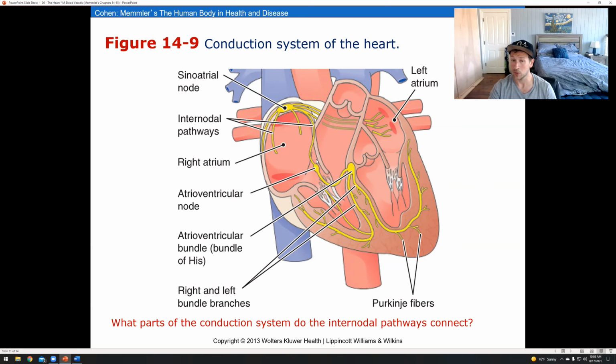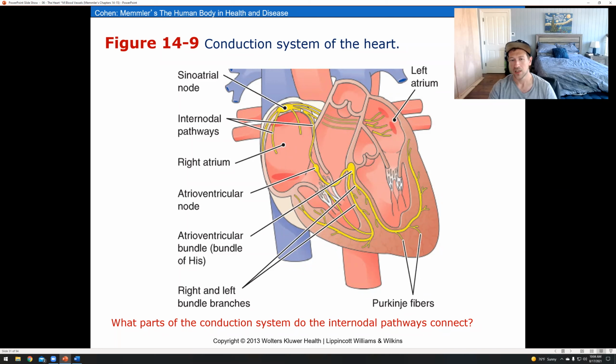But that's actually really important, because we want the top of the heart to contract first, and we want the bottom of the heart to contract second. So this initiates the signal, this delays it for a second, then the top of the heart is finished with its contraction, and then the signal finally travels down, and that's where the bottom of the heart finishes its contraction. What's going to happen is the signal is going to start at the SA node.